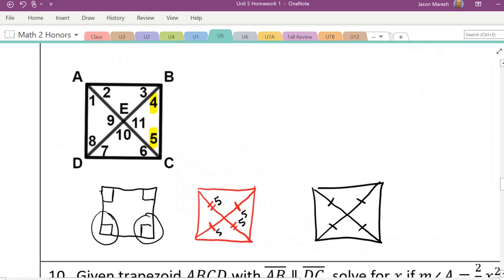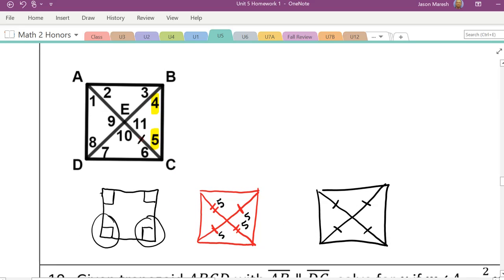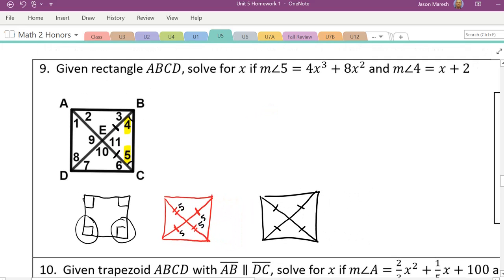Now if we put that together here, that means that CE and BE are congruent, and we get this isosceles triangle. And so then the isosceles triangle theorem says that our base angles will be congruent. So now we can say that the measure of angle 5 is equal to the measure of angle 4. And because we have that isosceles triangle, I'll just write isosceles triangle theorem here.